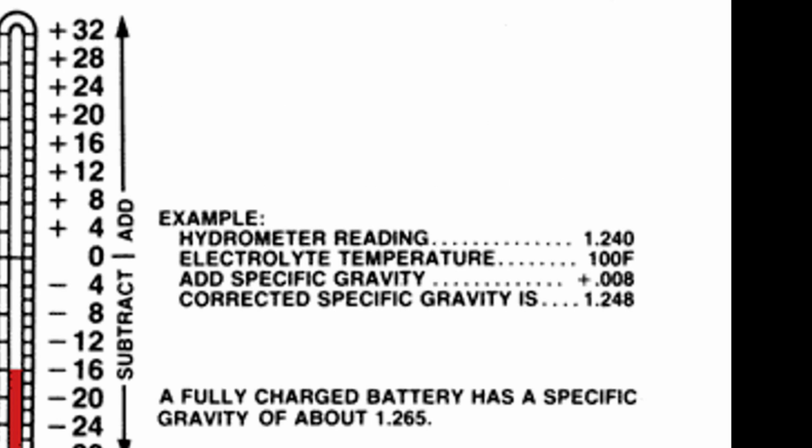In this example, the hydrometer reading is 1.240. The temperature of the electrolyte is 100 degrees Fahrenheit. We would need to add a specific gravity of 0.008 for a corrected specific gravity of 1.248.